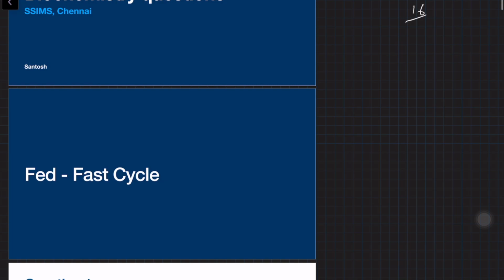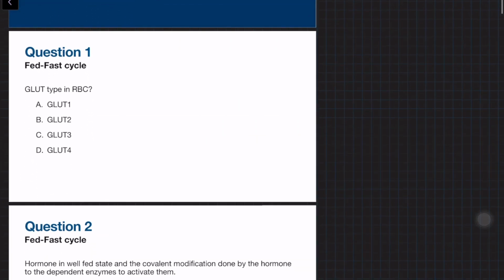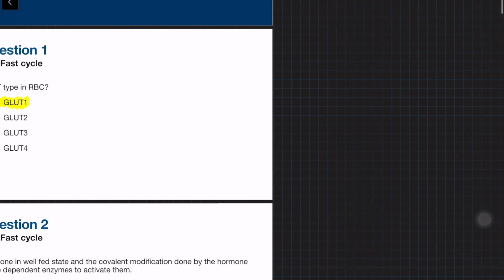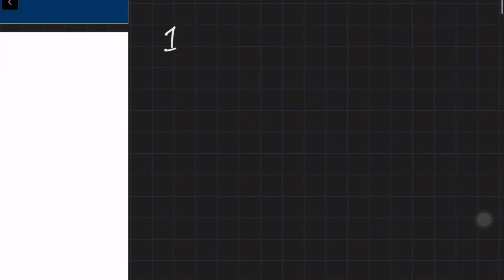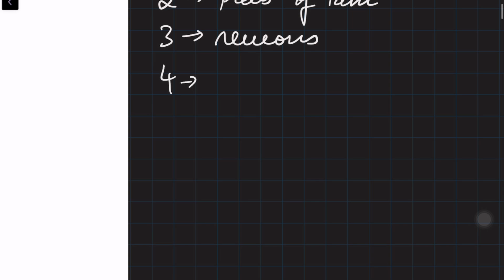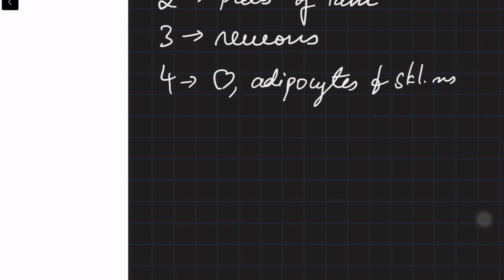The first topic I would like to discuss is the fed-fast cycle. So we have a GLUT question. GLUT type 1 is seen in RBCs. That is the question, right? So what are the GLUT types which we know? GLUT type 1 is seen in RBCs. GLUT type 2 is seen in beta cells of pancreas. And what about type 3? Neurons. What about type 4? It is seen in heart, adipocytes, and also in skeletal muscles.